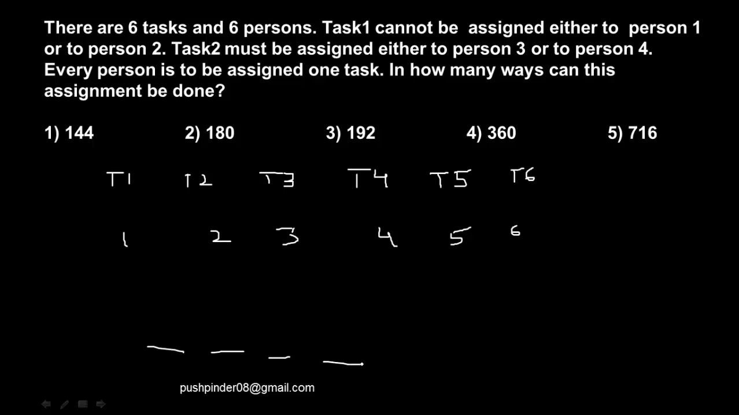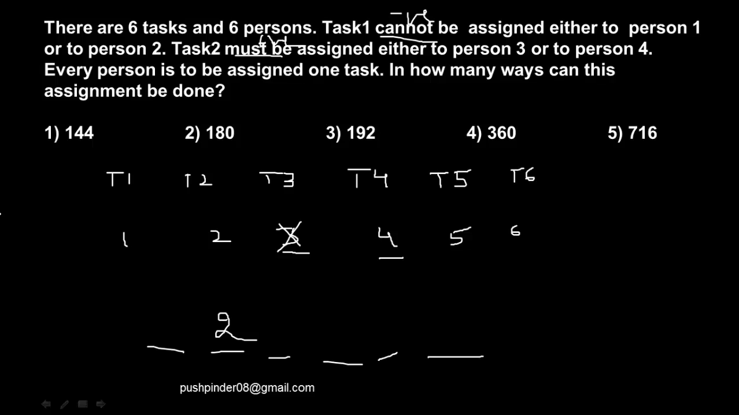So these 6 tasks have to be assigned, right? Since we are assigning the tasks, we would be giving away the tasks rather than people coming and choosing their tasks, right? So task 1 cannot be, so it's a negative condition. Task 2 must be, so it's a positive condition. Now let's satisfy the positive condition first. Task 2 must be assigned either to person 3 or person 4. So how many ways are there to assign task 2? There are 2 ways. It can be assigned either to person 3 or to person 4.